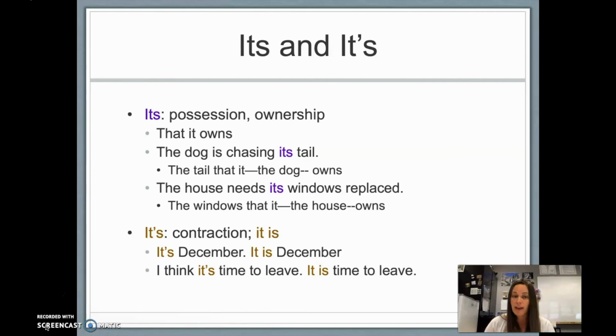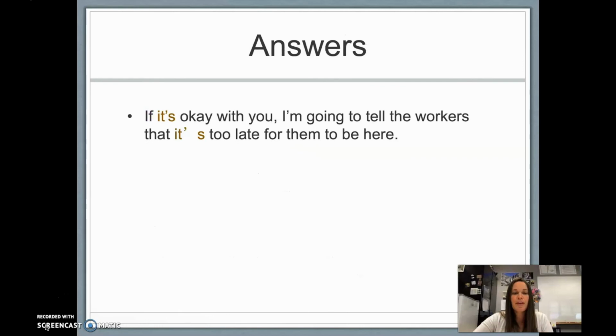The dog is chasing its tail, the tail that the dog owns. The house needs its windows replaced. Those are the windows that belong to the house, right? If you have an apostrophe in the word it's, then it is simply a contraction. It does not show that it owns something. Okay, so it is December. It's December. I think it's time to leave. It is time to leave. Okay, here are the answers. If it is okay with you, I'm going to tell the workers that it is too late for them to be there. So both it's are with the apostrophe on this one.